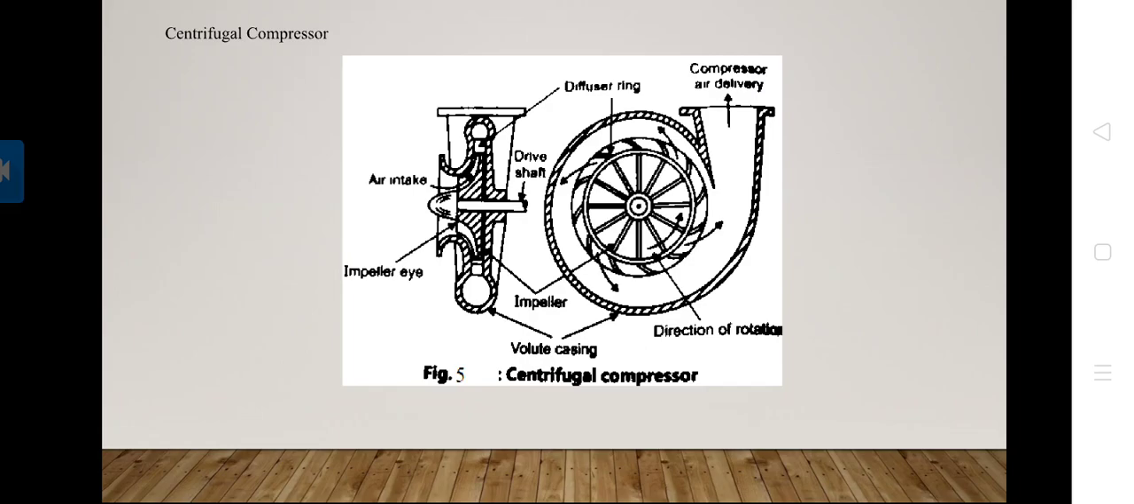These refrigerants are used, but the disadvantage of the centrifugal compressor is that the main problem is compressor surging, and the pressure ratio per stage is smaller, and multi-staging of the compressor is difficult. This is all about the centrifugal compressor.